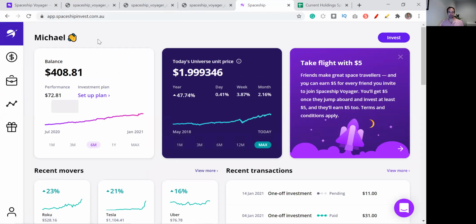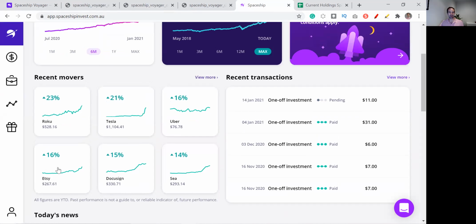We are now in the dashboard of my investment platform within Spaceship Voyager. We can see here that the overall performance was almost 50% for the last 12 months, which is really, really good when you compare that to a broad market index. And you can see already some of their top performers. Those percentage gains are year to date, so really just the first couple of days of 2021, which is kind of insane, that there are some companies that have gained more than 20%, so more than a quarter, in just the last couple of days.